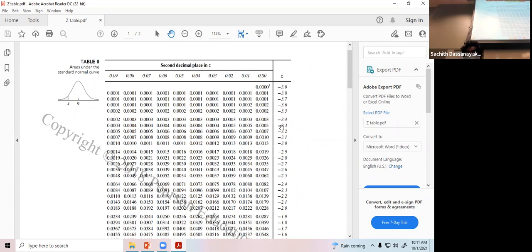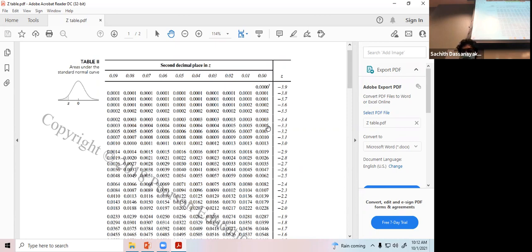See, negative 3.4 plus 0.01, which is negative 3.41. Clear? Okay, that's how you find the value. So this is your row and this is the column I need. Once you get this intersection value, that value is 0.0003. So this is the area under the curve to the left of negative 3.41, right? That's how you find the value.